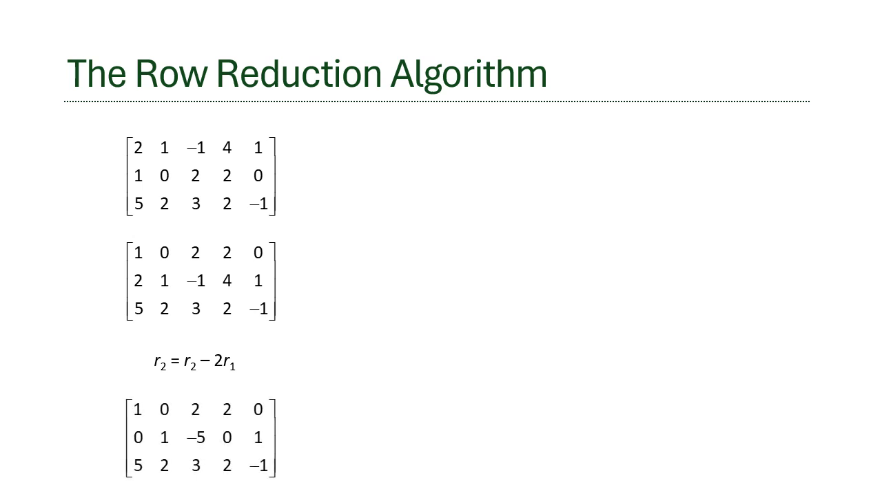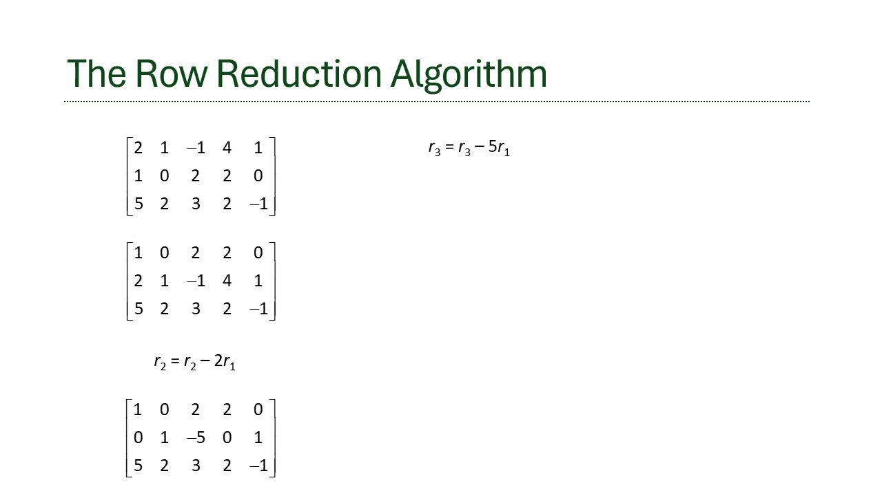0 times -2 is 0, so that doesn't change the 1. 2 times -2 is -4. -1 minus 4 gives us the -5. And so on throughout the rest of that row. Now I need to eliminate the 5 in the row 3, column 1 position, the one that's under my pivot.